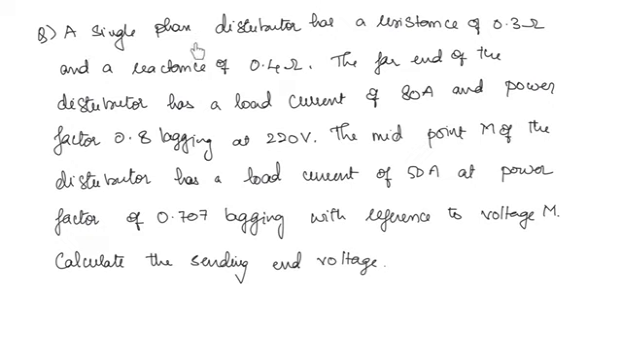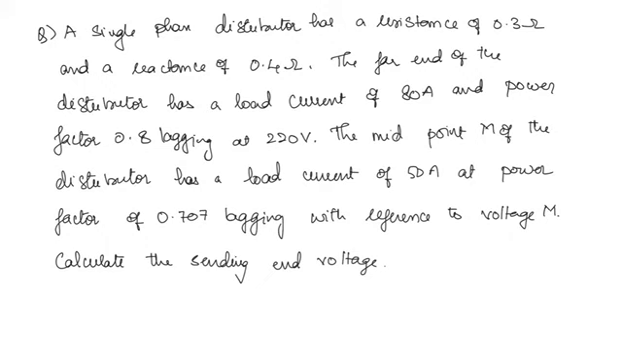A single phase distributor has a resistance of 0.3 ohm and a reactance of 0.4 ohm. The far end of the distributor has a load current of 80 amperes and power factor 0.8 lagging at 220 volt. The midpoint M of the distributor has a load current of 50 amperes at power factor of 0.707 lagging with reference to voltage M. Calculate the sending end voltage.